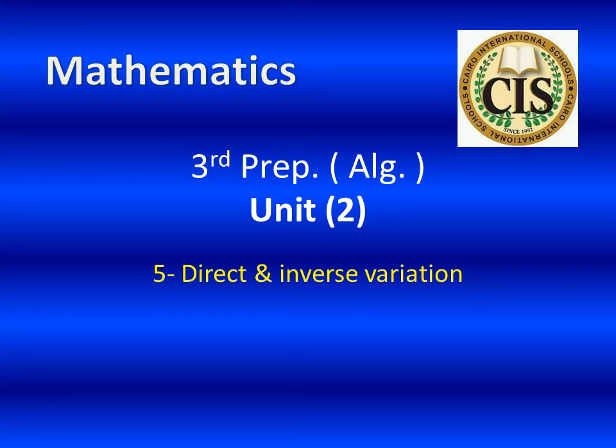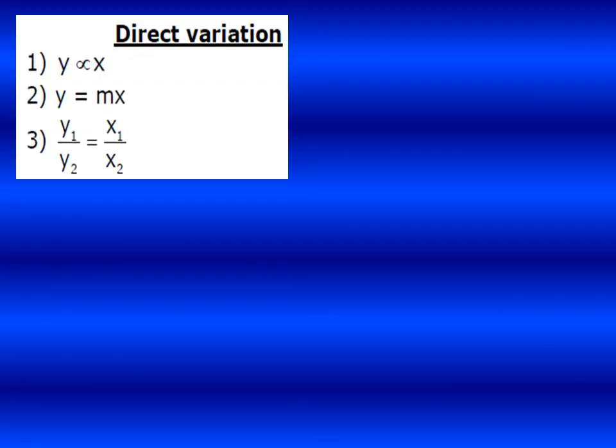Algebra, Unit 2, Direct and Inverse Variation. Direct variation. Number 1, if y varies directly with x. 2, y equals mx, where m is the constant of variation. 3, y1 over y2 equals x1 over x2.